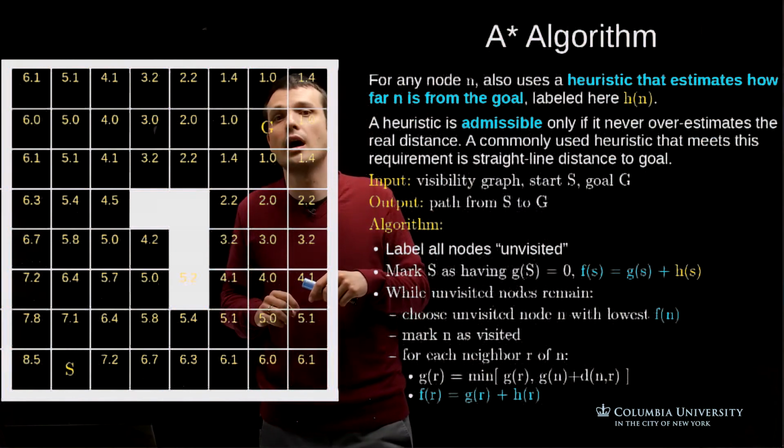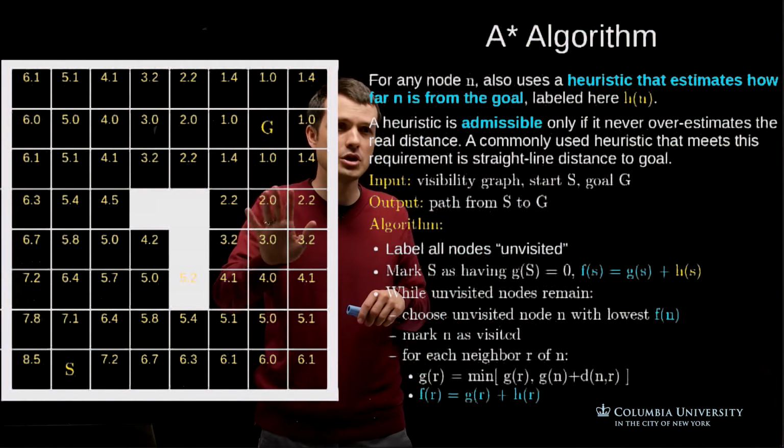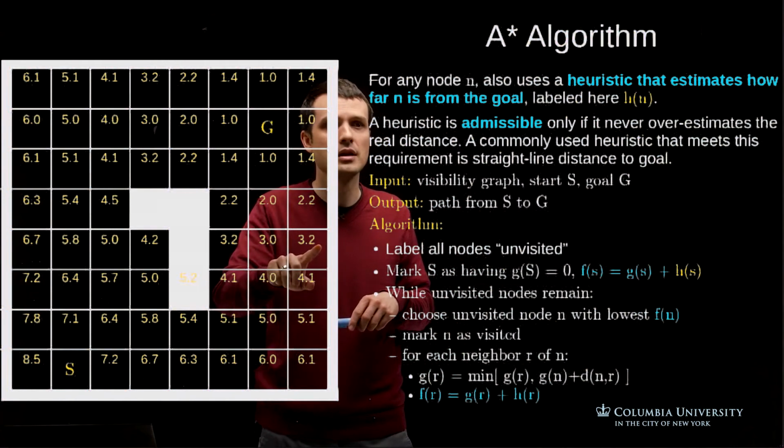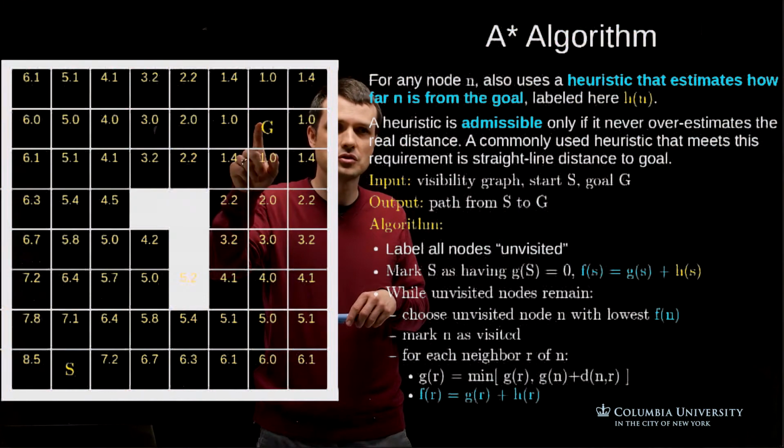It never overestimates the true distance, right? And you can see for each of these nodes, right? So for example, right here, how far do I have to go? My estimate is going to be 3.2, which is the straight line path.